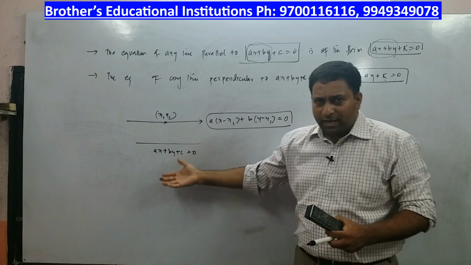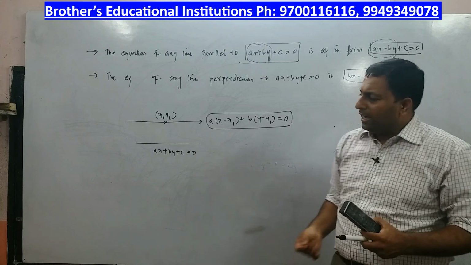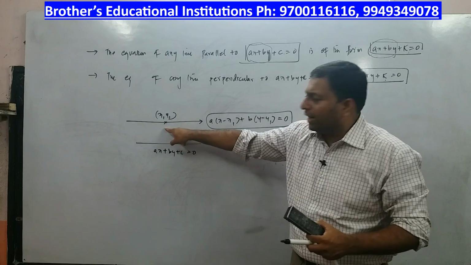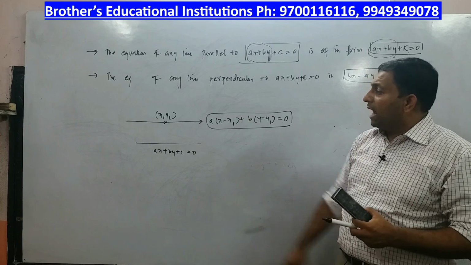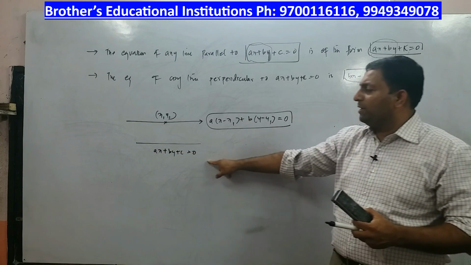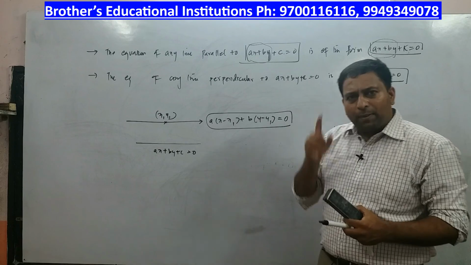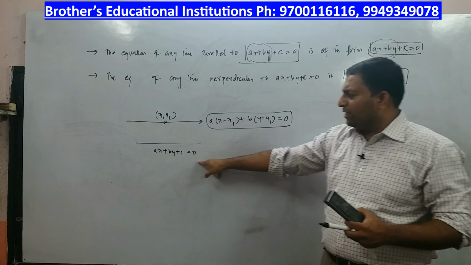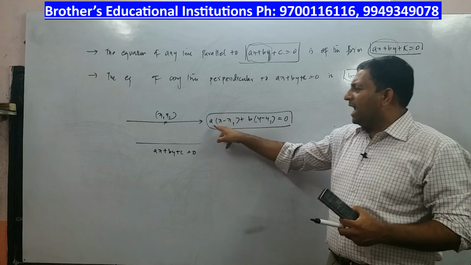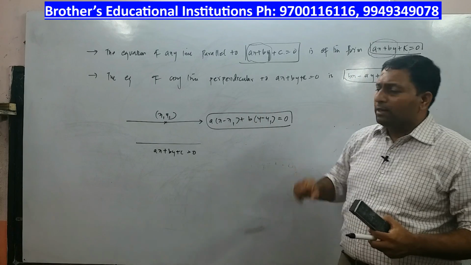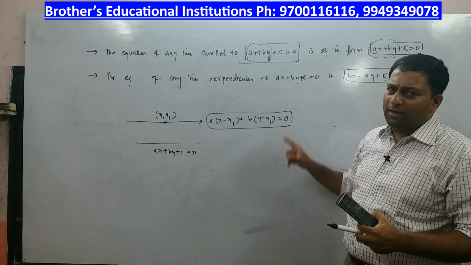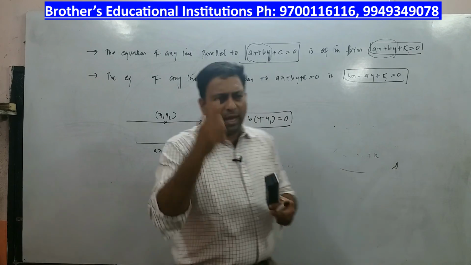The equation of any line passing through point x1, y1 and parallel to ax plus by plus c is equal to 0 is a into x minus x1 plus b into y minus y1 is equal to 0. I am sure you copied that.